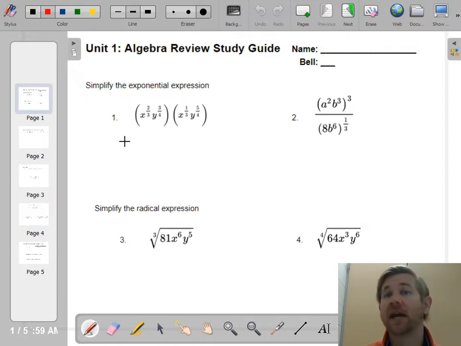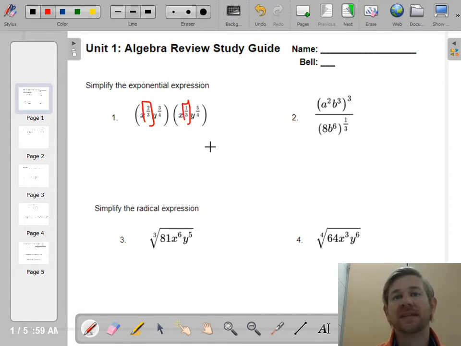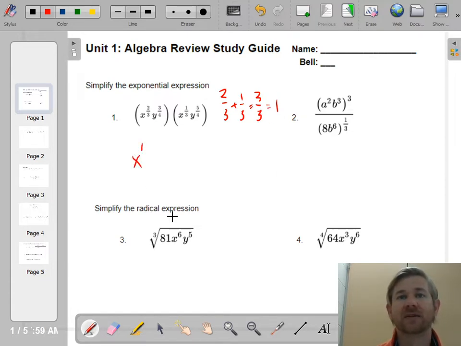You have my math lab here. Exponents and radicals. First thing, parentheses mean multiply. There's no powers outside here, so I don't have to worry about that. I'm just going to add. When you multiply with the same base, you add. So 2/3 plus 1/3 is 3/3. 3 divided by 3 is 1. So this is x to the first.